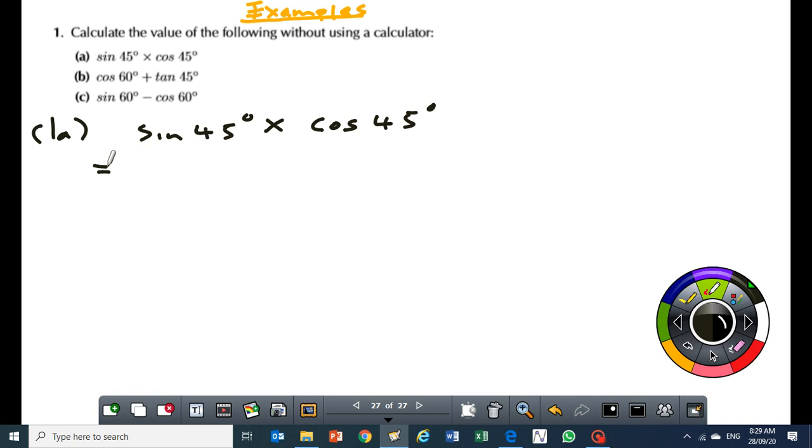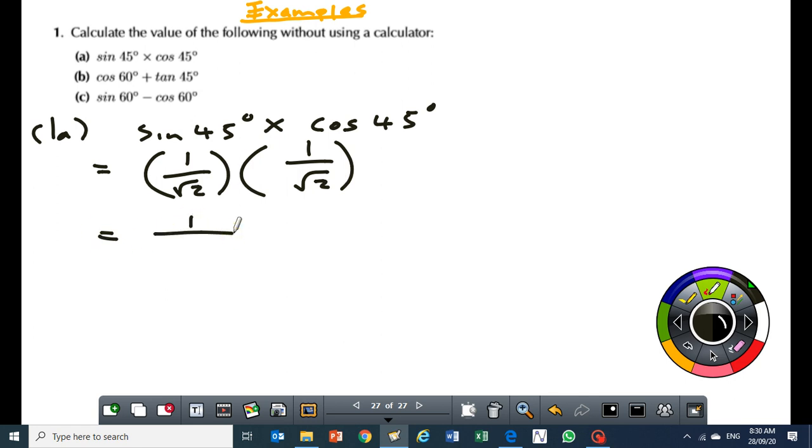So this is the same as 1 over square root of 2 times cos 45 is also 1 over square root of 2. Okay? Then 1 times 1 gives you 1. Square root of 2 times square root of 2 gives you square root of 4, which is a 2. So the final answer here is going to be a half. Okay? Now the mark allocation, it is allocated as knowing that sine 45 is 1 over square root of 2, 1 mark. Knowing that cos 45 is 1 over square root of 2, another mark. And the final answer, 1 mark. Okay?